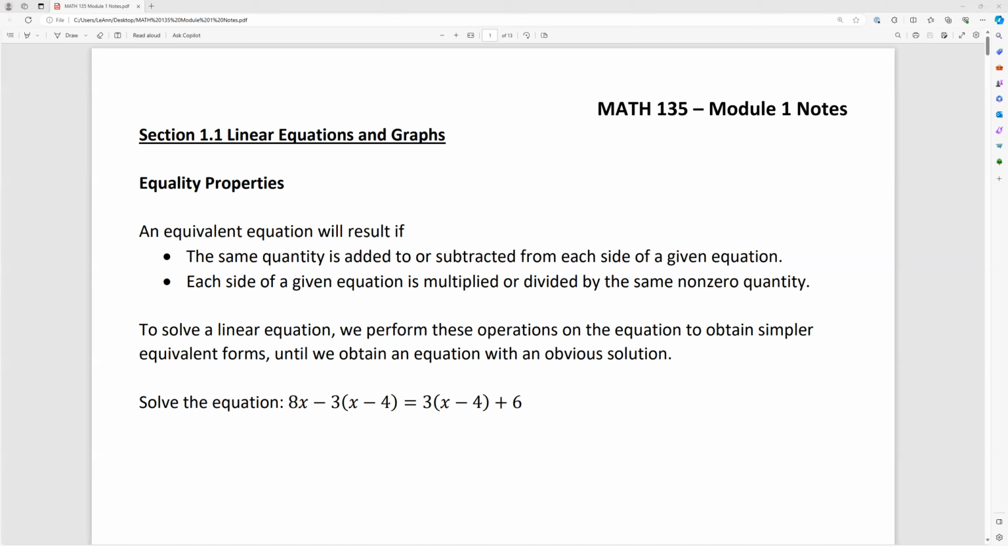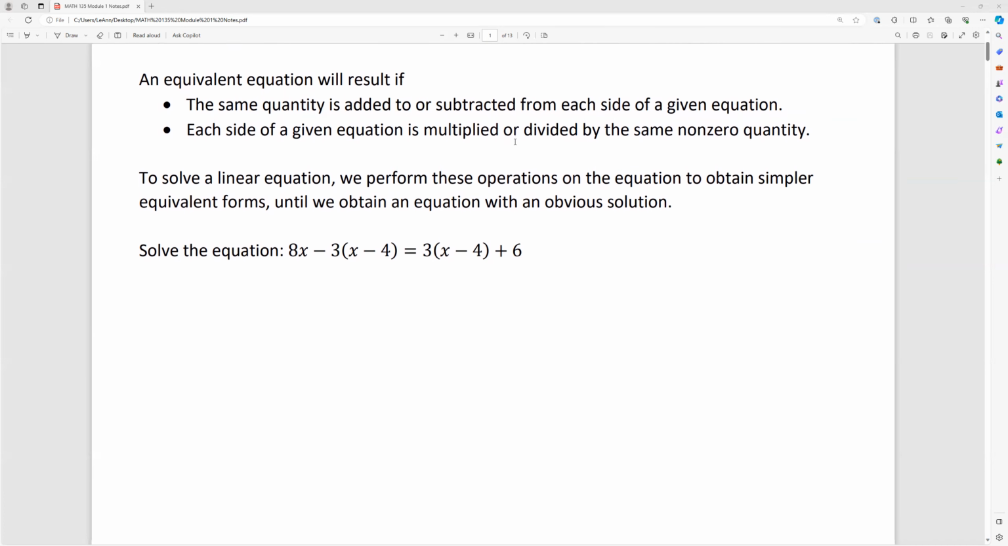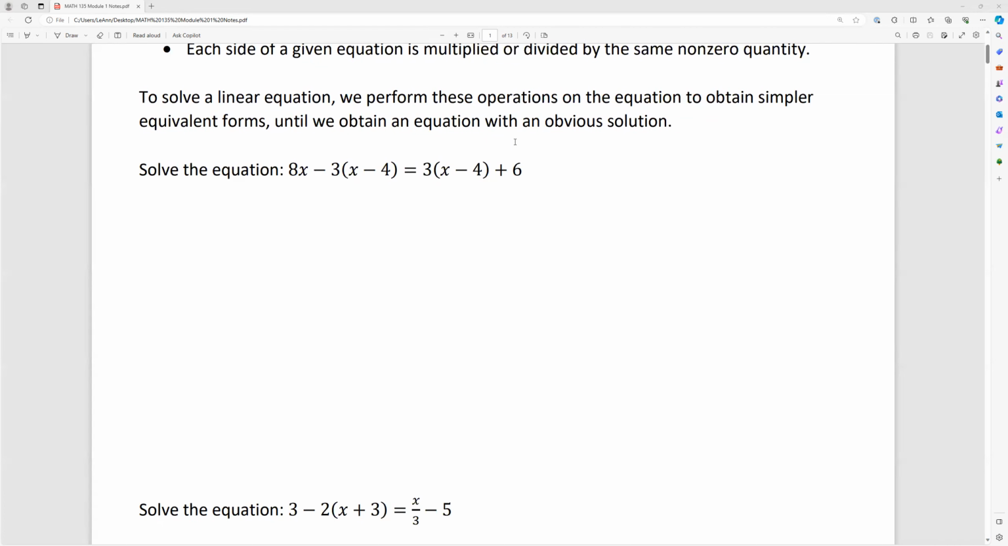So to solve a linear equation, we will perform these operations on the equation to obtain simpler equivalent forms until we obtain an equation with an obvious solution. So we're going to go through these. There's a couple examples here. This first one, we have 8x minus 3 times the quantity x minus 4 equals 3 times the quantity x minus 4 plus 6.